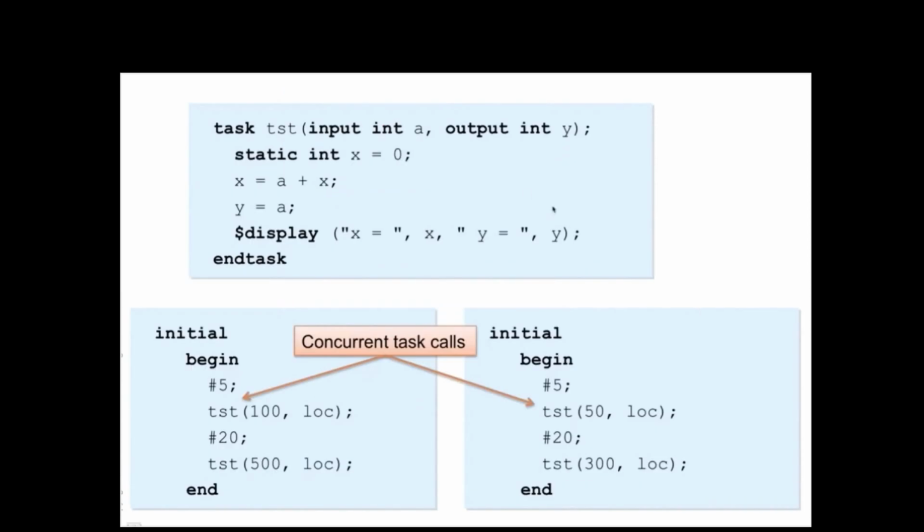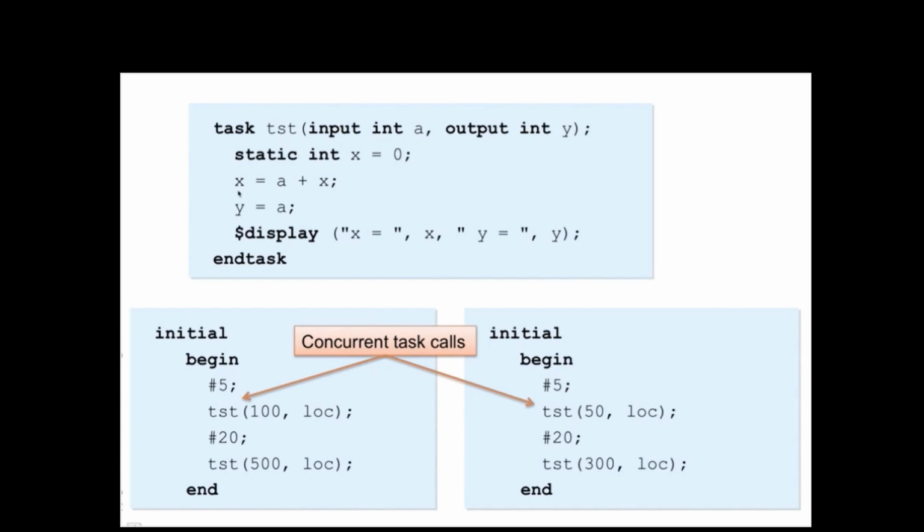One other thing is that this is just kind of bringing home the point. This is the example that we're actually going to look at in the EDA Playground example. So what I've got is a task called test, TST. It's got an input A and an output Y, and it's got a static int x, which we reset to 0, which of course is the default value anyway.